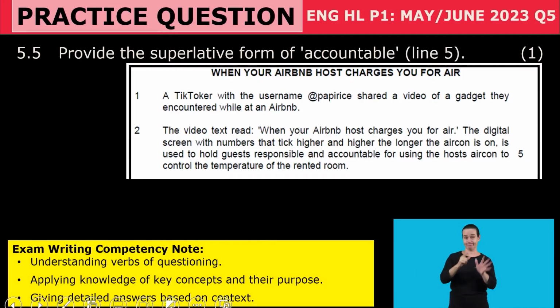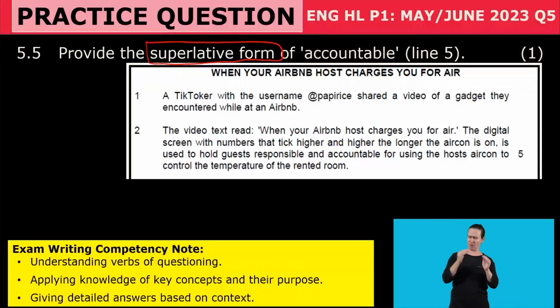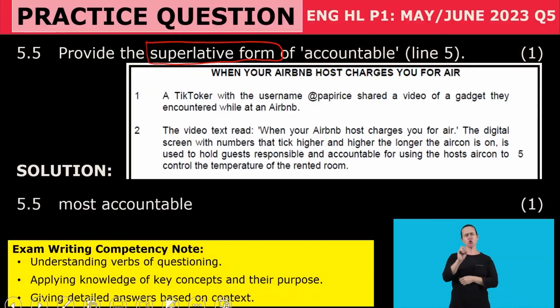Question 5.5. Provide the superlative form of accountable. Remember degrees of comparison? Of course we have the comparative, which would be more accountable. So the superlative comparison would be most accountable. Revise those degrees of comparisons, grade 12s. You never know, it might be an easy way to get a free mark.